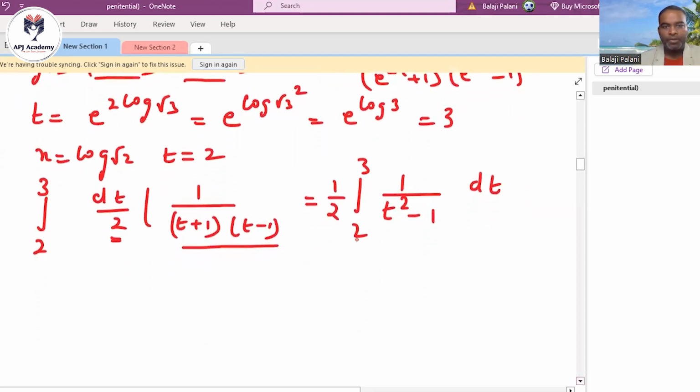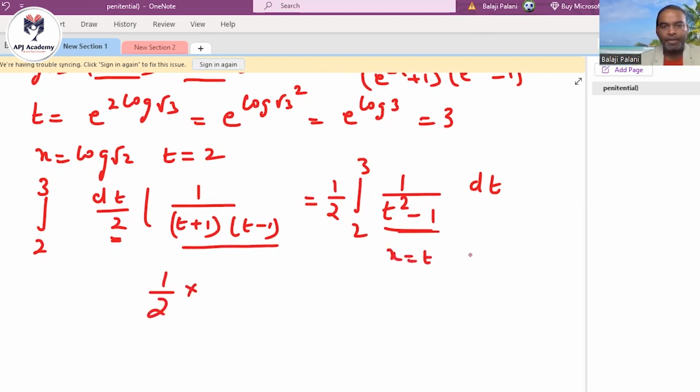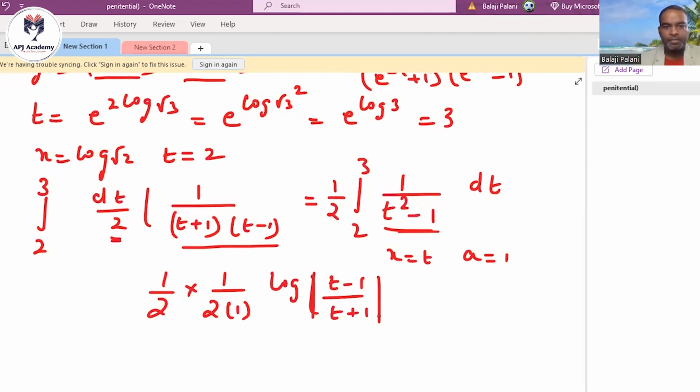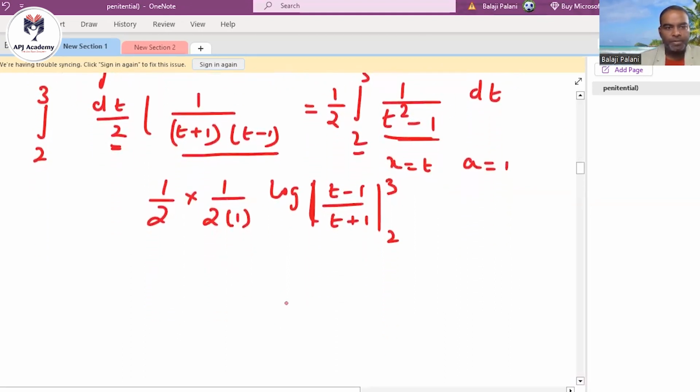Okay, now this is of the general form x square minus a square. So 1 by 2, அதுக்கான formula நமக்கு தெரியும். இங்க x என்றது t, a is 1. So 1 by 2a, so into 1 log of t minus 1 by t plus 1. x minus a by x plus a plus c. And this is definite integral, so we will not have plus c. And at last, you can replace the values here, 2 and 3, the intervals. Okay, integration is done. இப்போ substitution மட்டும்தான்.